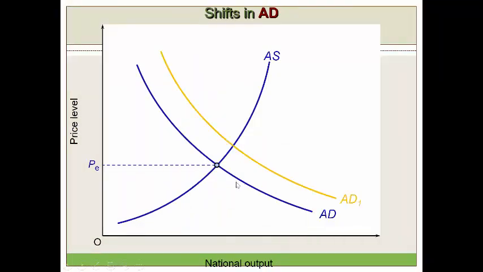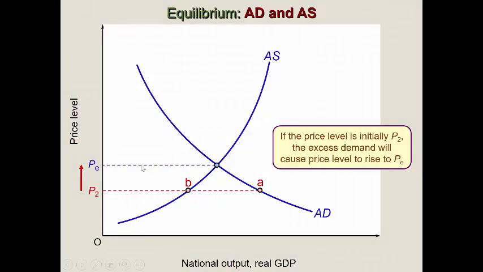Until we reach the equilibrium point, where the price reaches the level at which aggregate supply and aggregate demand are equal. This will be the output level here. I failed to indicate the quantity as well, but this is the equilibrium quantity of the GDP.